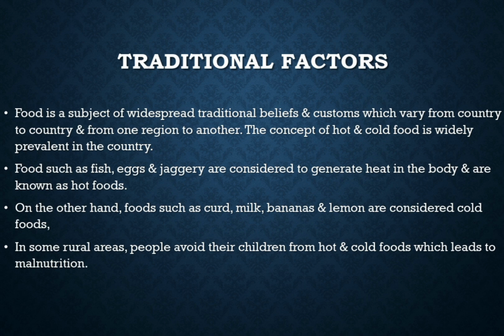Traditional factors. Food is a subject of widespread traditional beliefs and customs which vary from country to country and from one region to another. The concept of hot and cold food is widely prevalent in the country. Foods such as fish, eggs, and jaggery are considered to generate heat in the body and are known as hot foods. On the other hand, foods such as curd, milk, bananas, and lemon are considered cold foods. In some rural areas, people avoid giving their children hot and cold foods, which leads to malnutrition.